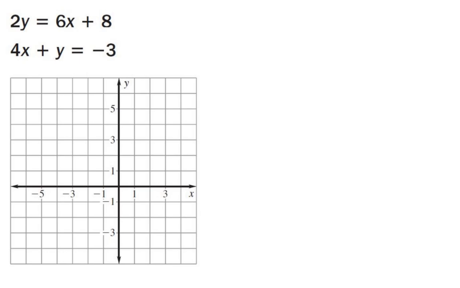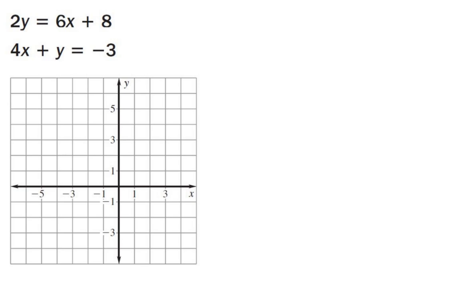I have two equations. Neither of them are in slope-intercept form, and so my first task before I can graph them is to put them in slope-intercept form. For convenience sake, I will call the top one equation 1 and the bottom one equation 2.